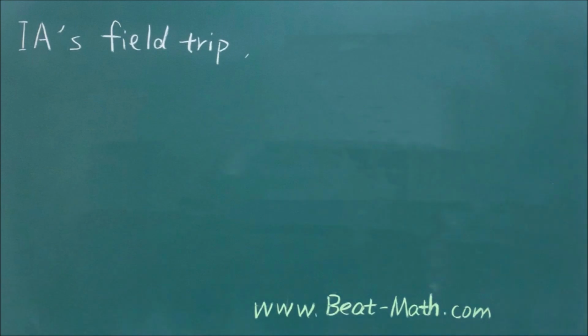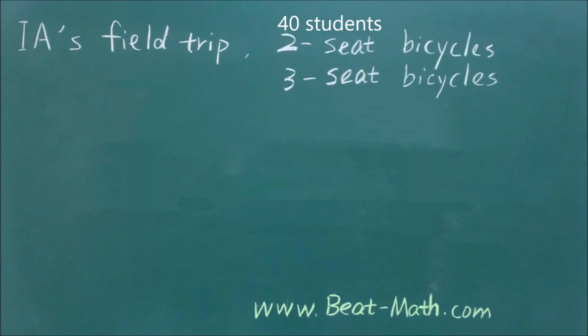Let's look at a real-world problem. The International Academy, IA, is a high school in Michigan. They have a field trip to Mackinac Island. 40 students can rent bicycles to ride around the island. There are two types of bicycles, 2-seat bicycles and 3-seat bicycles. They rent 16 bicycles, all seats are taken, and everybody has a seat. So how many 2-seat bicycles and 3-seat bicycles do they rent?